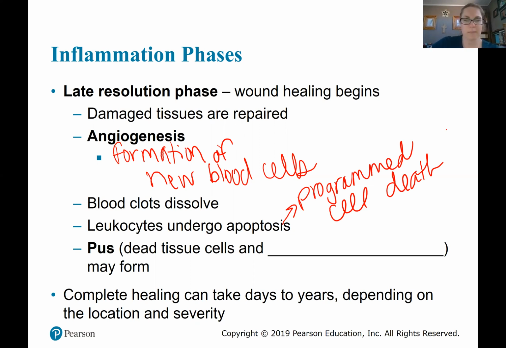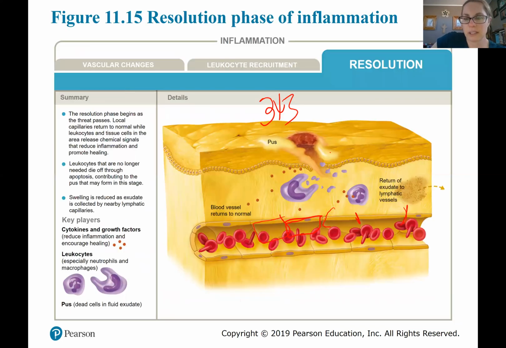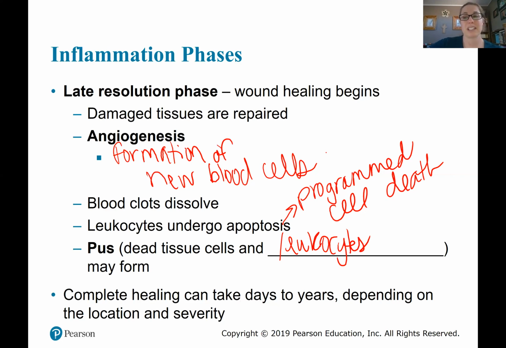And then during this time, you might have pus forming, which is dead tissue cells and leukocytes. And just a note here, you can see some pus here. A lot of times that pus will just be reabsorbed by the body unless you have a huge abscess, a huge collection of pus, and then that might rupture and leave through the skin. But a lot of times this will just be reabsorbed and cleaned up by the body. The time it takes to heal really depends on the injury, where the injury is, how severe it was, and so forth.